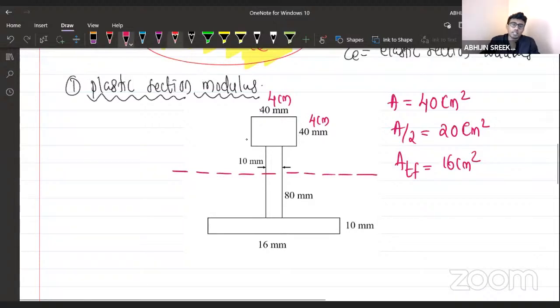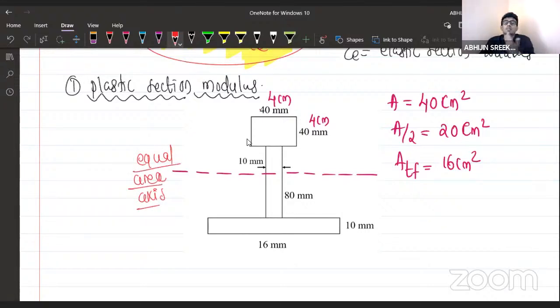So I'm going to denote it. I'm going to name it as equal area axis. This is equal area axis or plastic neutral axis. Both are the same, right? It will split, or convert, the area into two equal parts. Fine. But now I have to locate it.